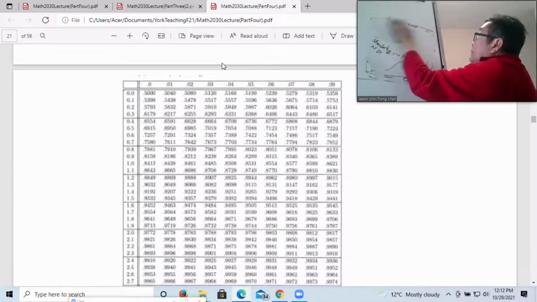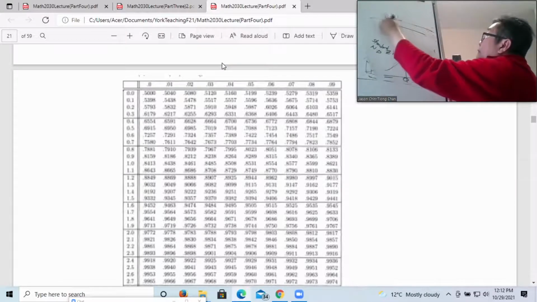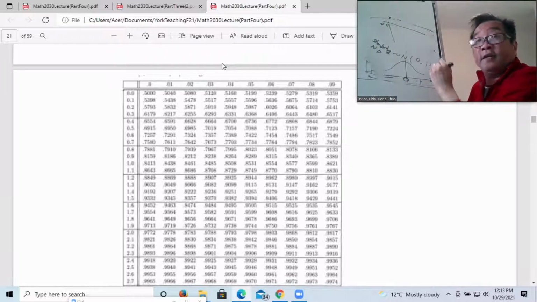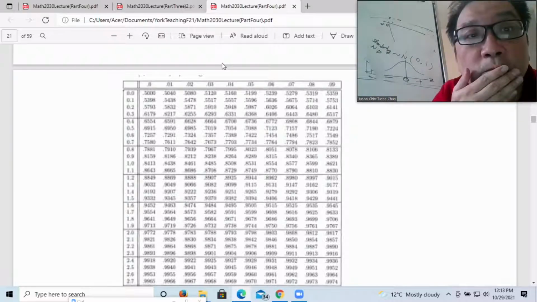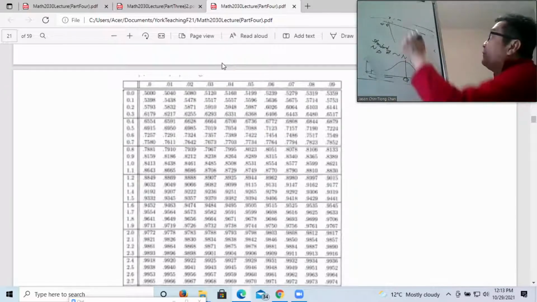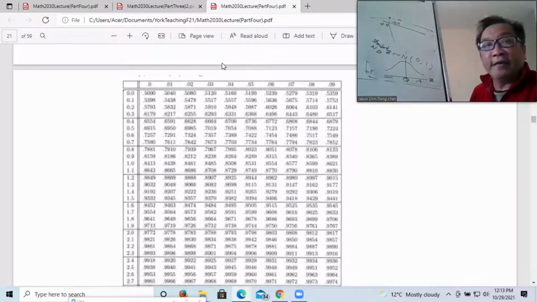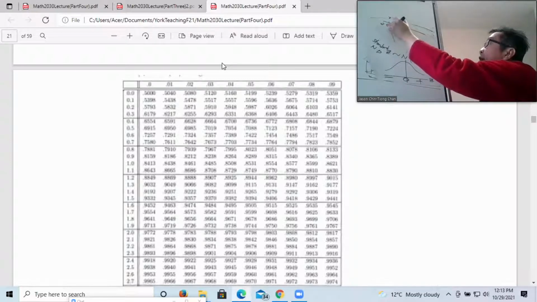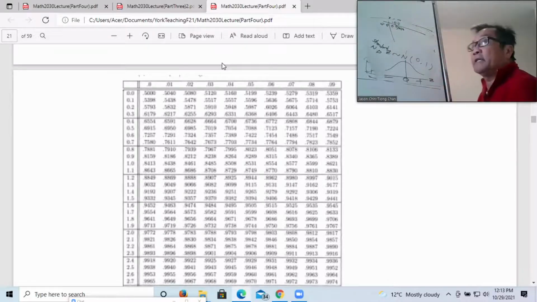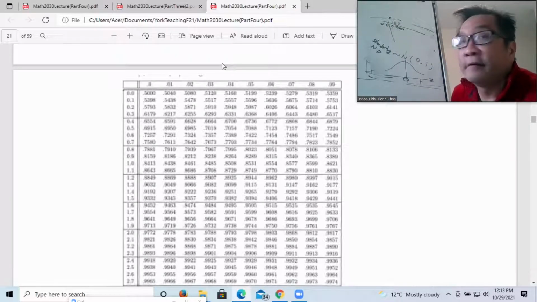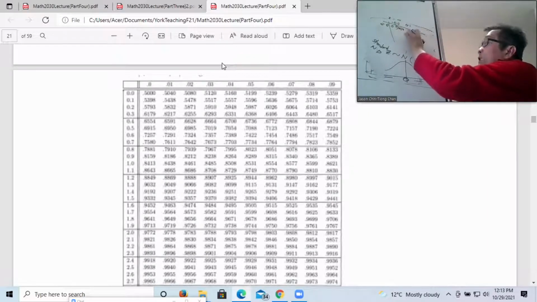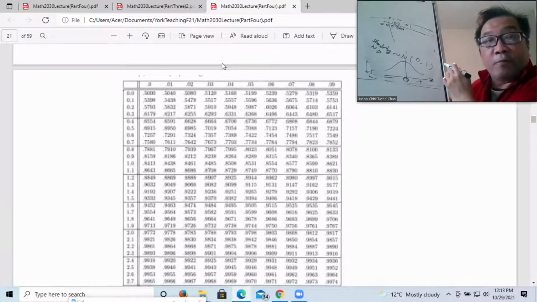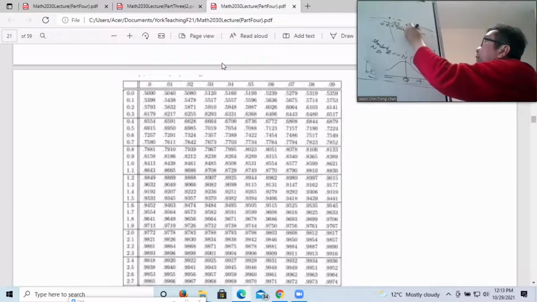Maybe I erase this one. Here is 0.0, here is 0.1. The first is 0.0 or 0.00, but the probability is 0.5000. Yes or no? And then the next one is 0.01. What's the probability value? 0.5040.